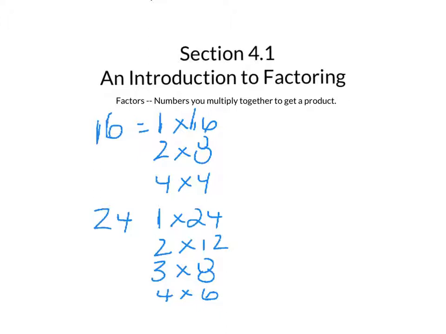Remember, there are some numbers that only have 2 factors. 37 is an example. 37 is a prime number. It has exactly 2 factors, 1 times 37. So, one of the things with this particular section is just remembering what we mean by the word factors.